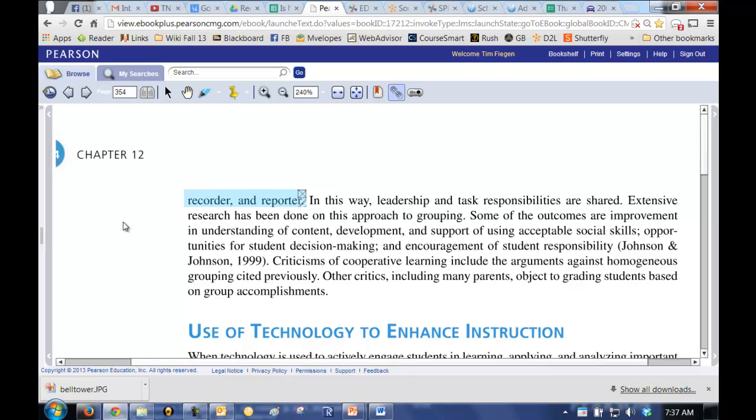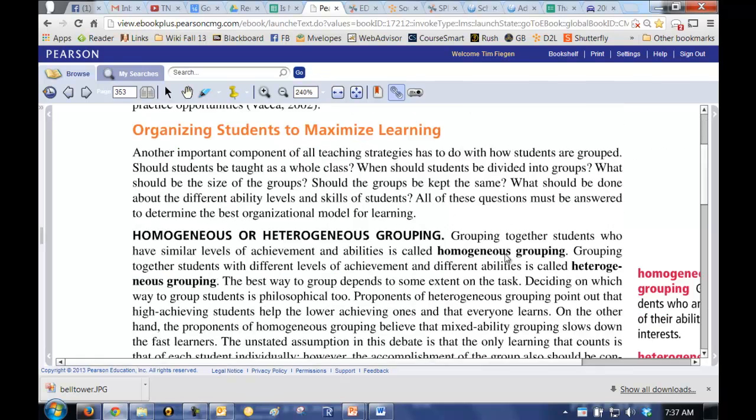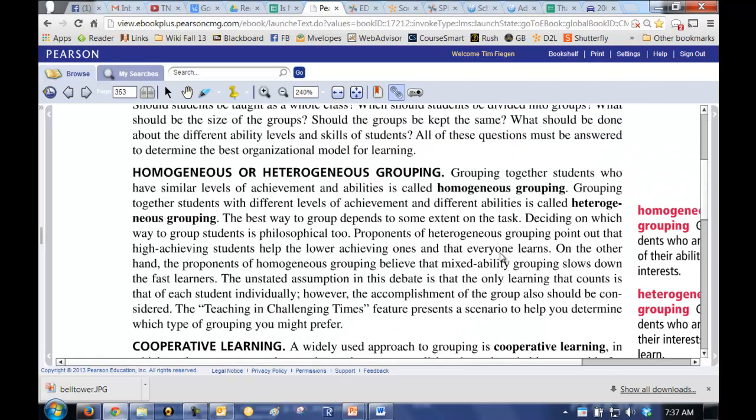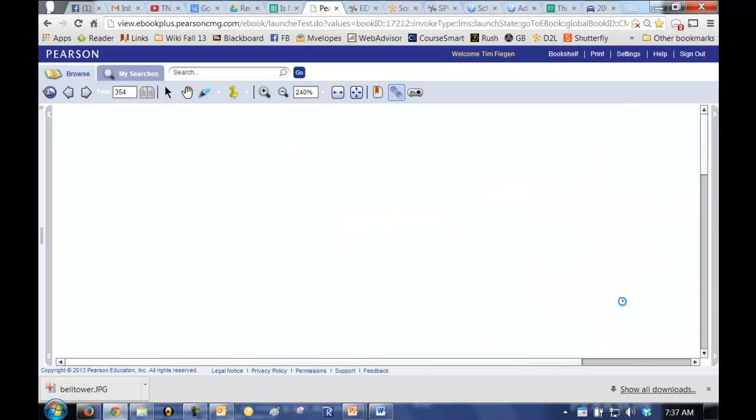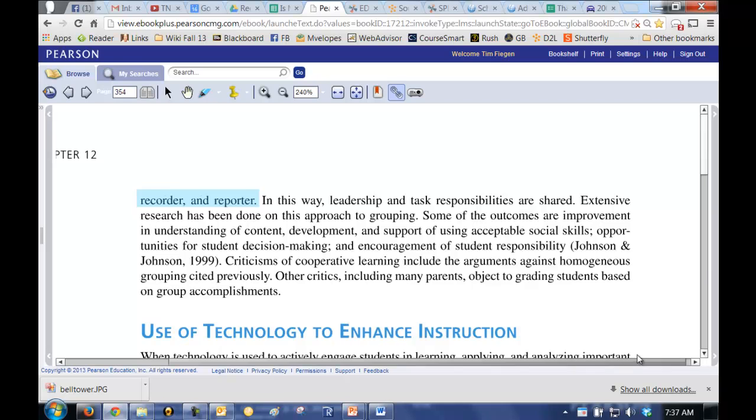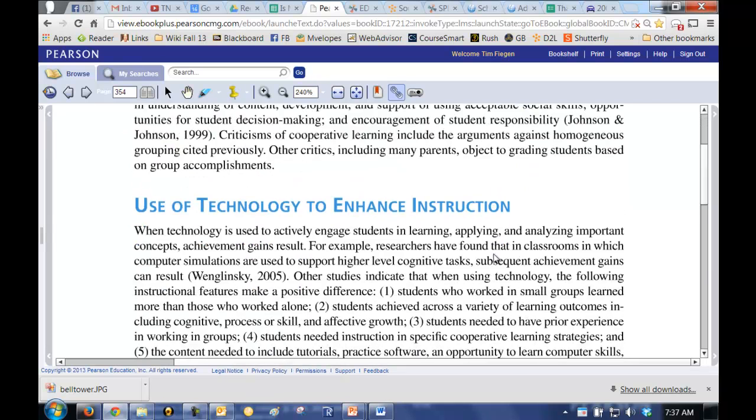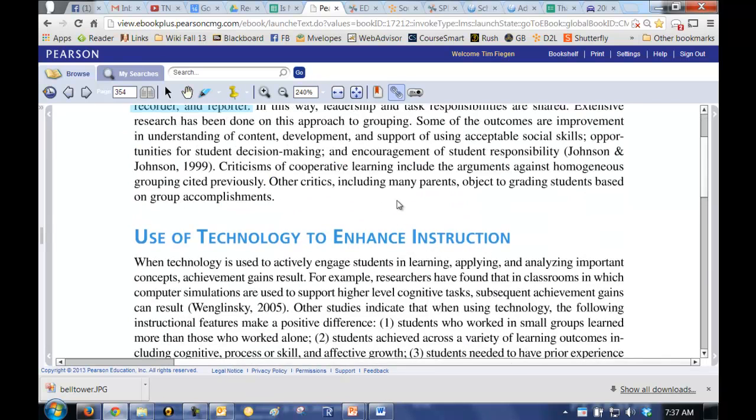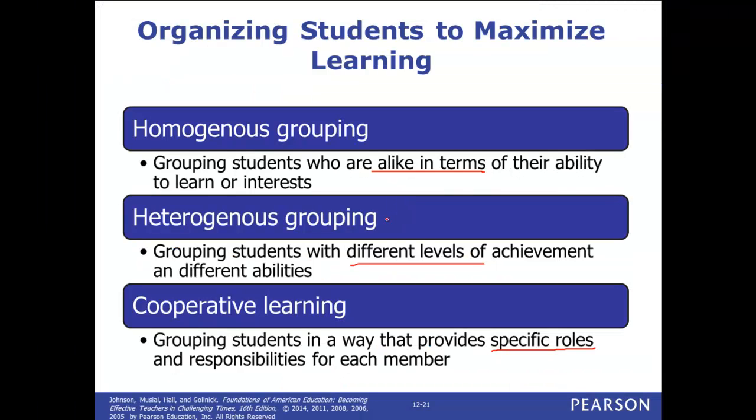Heterogeneous, if you read this here, is based on a cross grouping by different abilities and interests. That's one successful way to include them, is to go to a cooperative model where everybody has an assigned group. So those are the strategies through that. You don't have to do anything with this page.